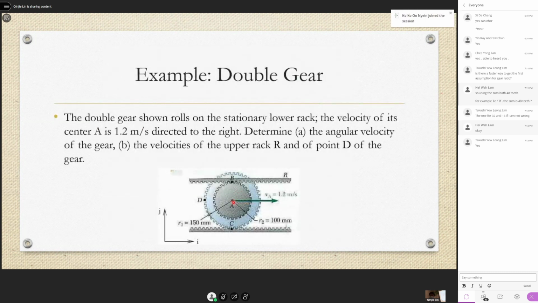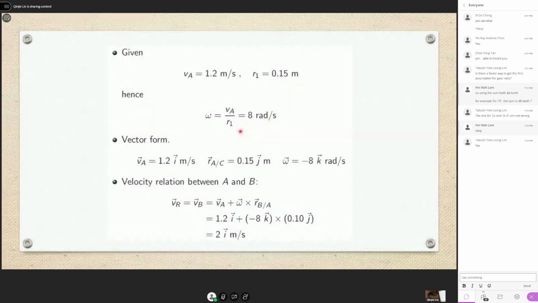Okay, you use the velocity of A. This is actually a rolling motion. Below is like the ground not moving, right? This gear is rolling on it. So it's like a rolling motion. It's the same. So if the center is moving to the right, you just need to know the radius here, from the center to the sort of ground. And then you just use V equals to R omega. You can find the angular velocity. Okay, so this gear is rotating with this speed, 8 radians per second.